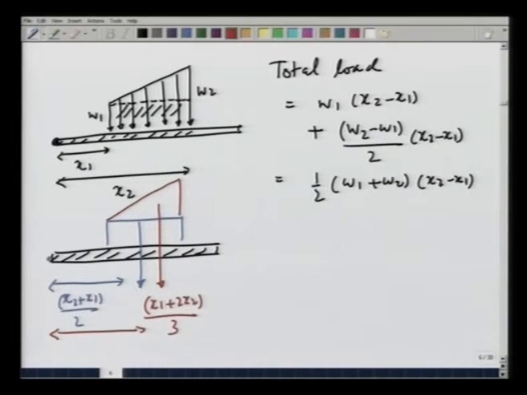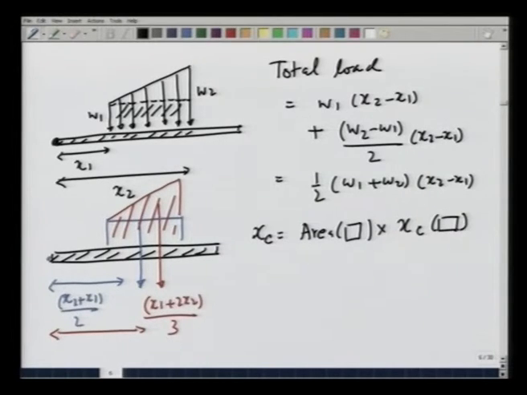So, I can take these two loads and then calculate what will be the effective centroid for this entire area, and that we know from our previous lecture is going to be xc equals area of the rectangle times xc of the rectangle, just making it symbolically, plus area of the triangle times xc of the triangle, divided by the total area.